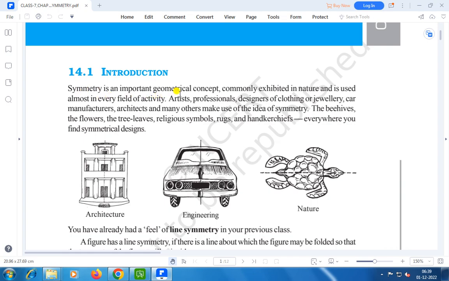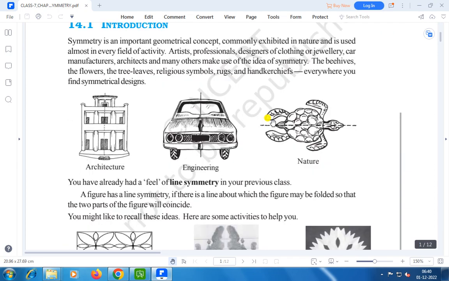Symmetry is an important geometrical concept commonly exhibited in nature and is used almost in every field of activity. Artists, professionals, designers of clothing or jewelry, car manufacturers, architects and many others make use of the idea of symmetry. The beehives, the flowers, the tree leaves, religious symbols, rugs, and handkerchiefs. Everywhere you find symmetrical designs.